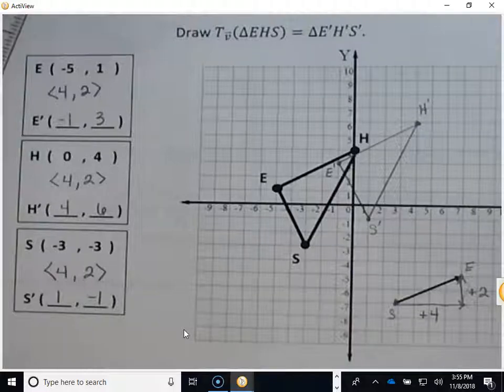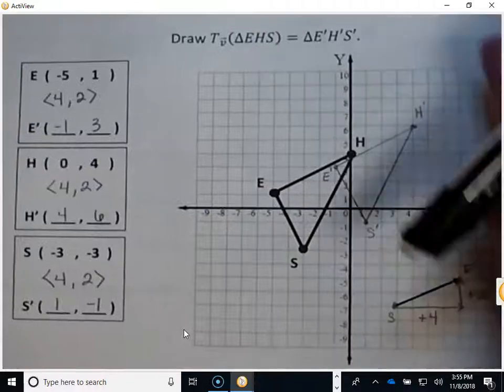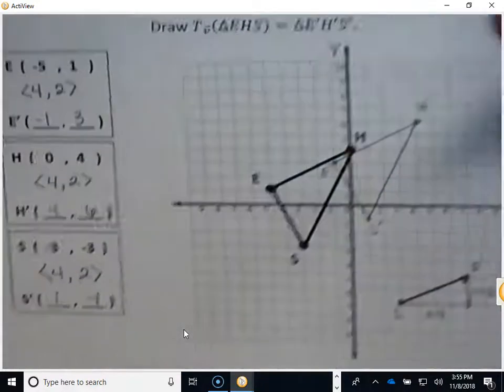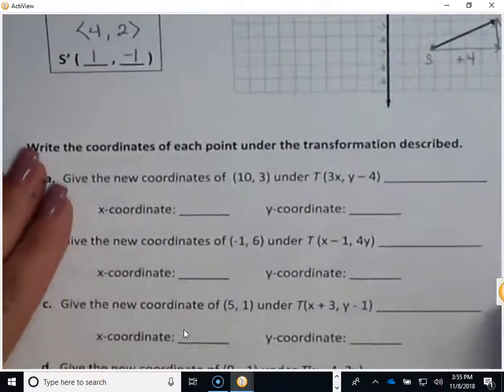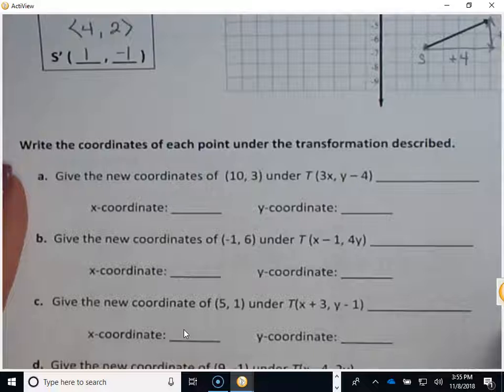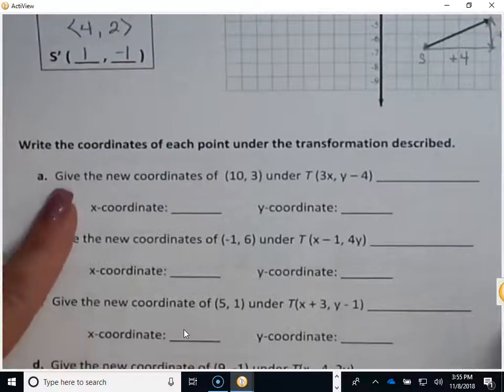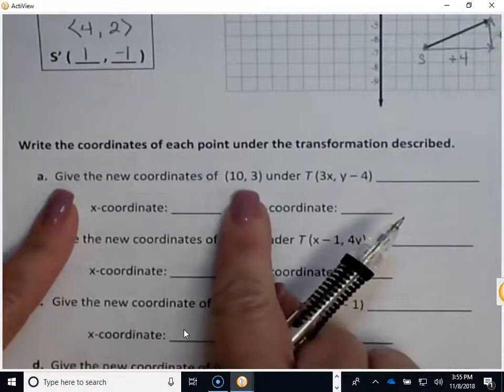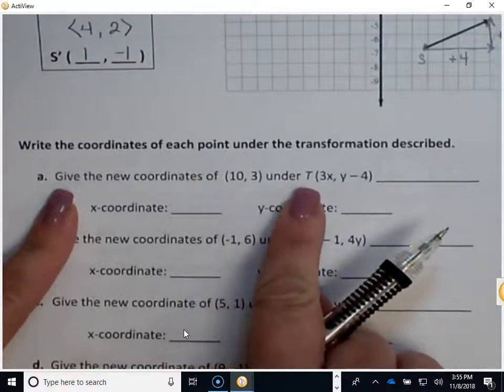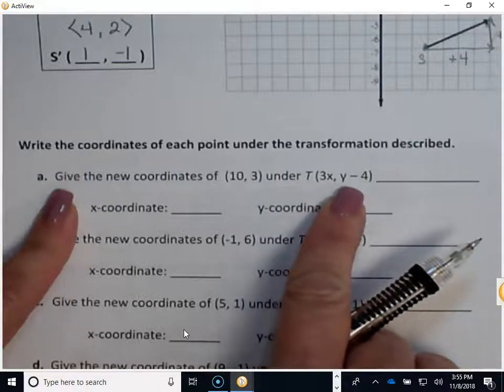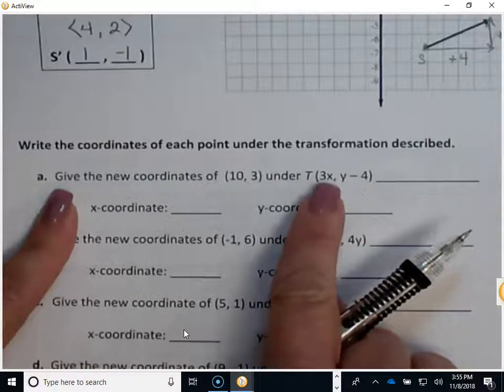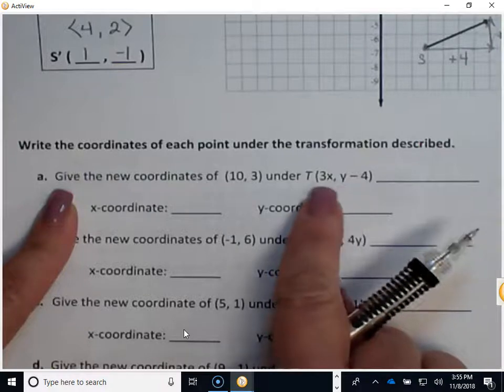All right, so let's get down to working without a graph and just working with notation to figure out our new points. So if you look down here, it says write the coordinates of each point under the transformation described. Part A says give the new coordinates of (10, 3) under the transformation, that's what that capital T means, of (3x, y minus 4). So they're telling you exactly what they want you to do here.